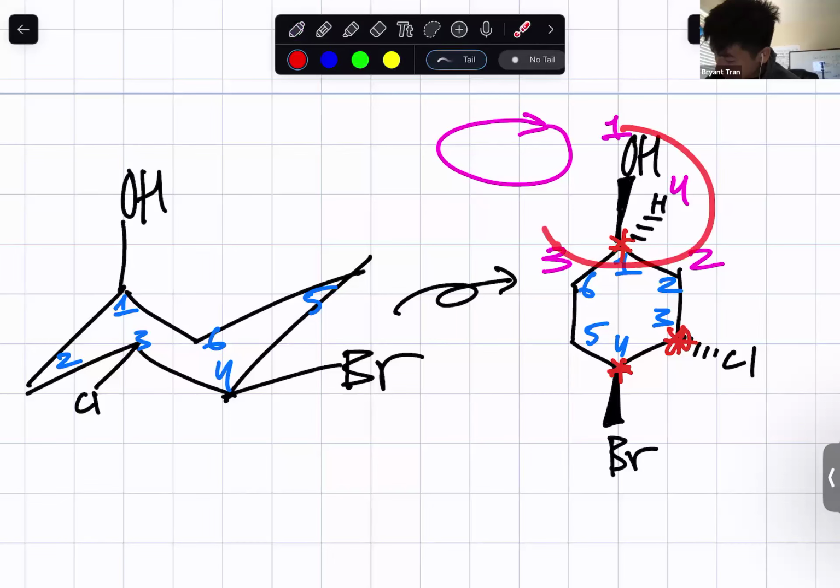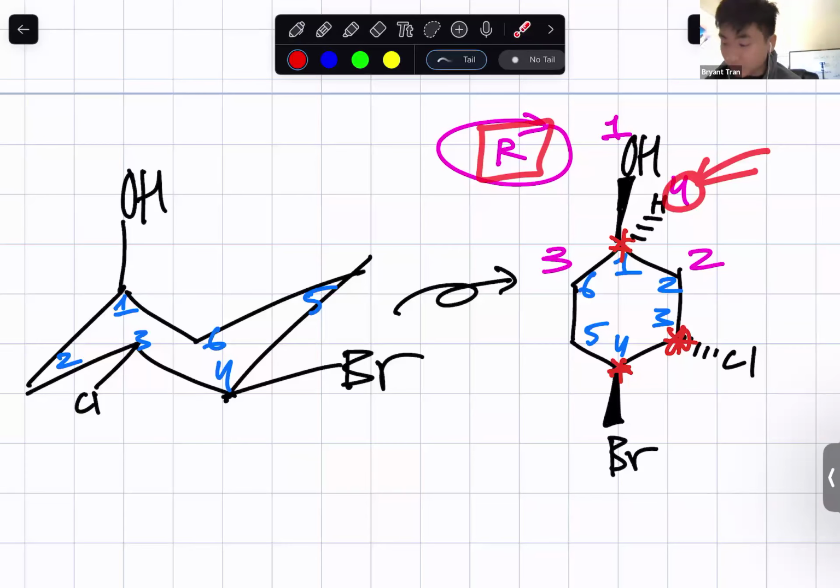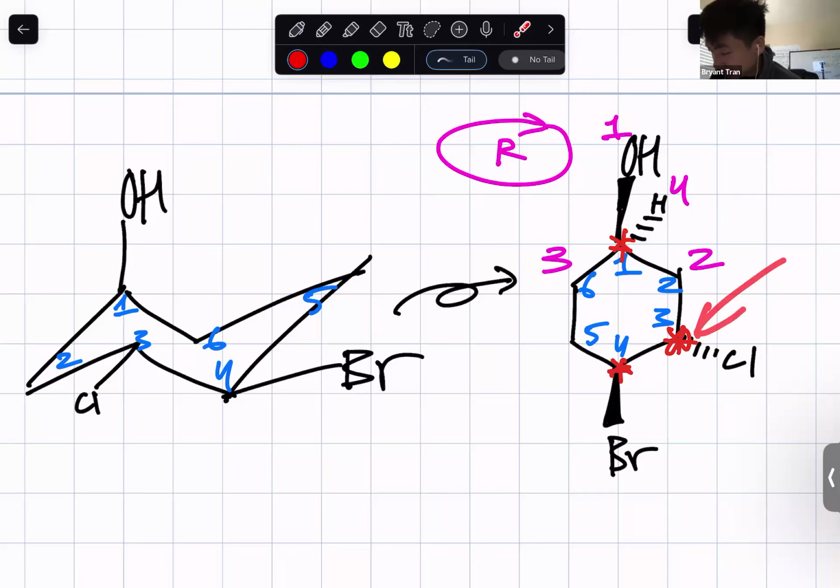And we rotate one, two, three clockwise, which is going to be R, and it will stay as R because we see the lowest priority group hydrogen is on four, like that. Nice. So that's good. Let's have you try out this one here now.